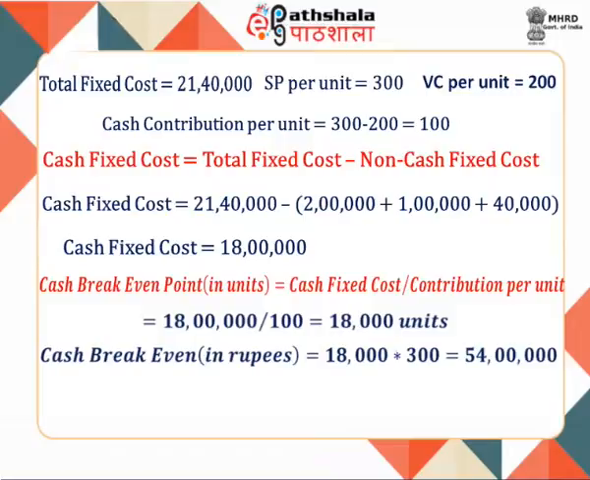And cash break-even point in rupee terms is equal to the number of units of the break-even point multiplied by selling price per unit, which is 18,000 units multiplied by rupees 300 per unit, which comes out to be rupees 54 lakhs. Cash break-even point in rupee terms is also computed as cash fixed cost divided by PV ratio, which is 18 lakhs divided by (300 selling price minus 200 variable cost) divided by 300, which is selling price, and the whole multiplied by 100, which comes out to be rupees 54 lakhs.